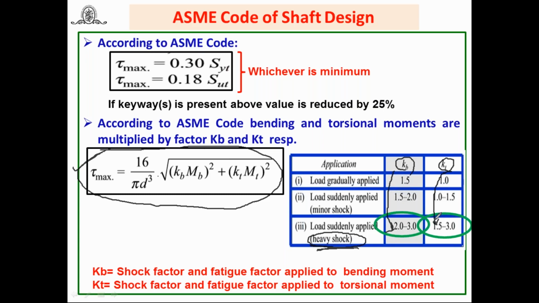The load varies from minor to heavy shock. So by referring to the chart, you can note down KB in the range between 2 to 3 and KT in the range of 1.5 to 3. Now note down this formula: Tau max is equal to 16 upon pi d cube into the square root of KB into MB squared plus KT into MT squared. Now you will get KB and KT from these two values. Okay, I hope you got it.